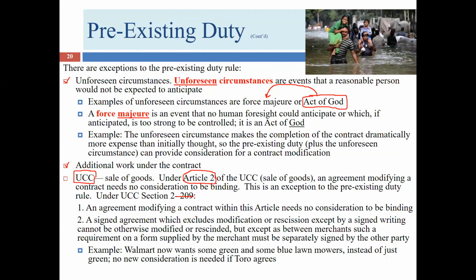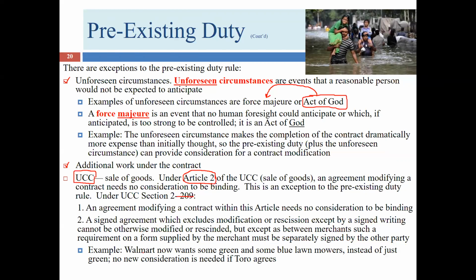Now that's not the rule in the common law. Again, in contracts that are controlled by the common law instead of the UCC, if you want to modify a contract, you are going to have additional consideration supplied by both parties. Let's look at the next element. A signed agreement which excludes modification or rescission except by a signed writing cannot be otherwise modified or rescinded, but except as between merchants, such a requirement on a form supplied by the merchant must be separately signed by the other party. So you can limit the amount of modification to require that it be a signed writing.